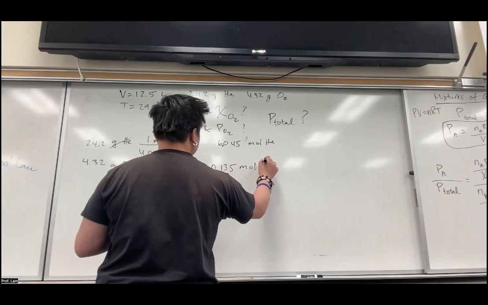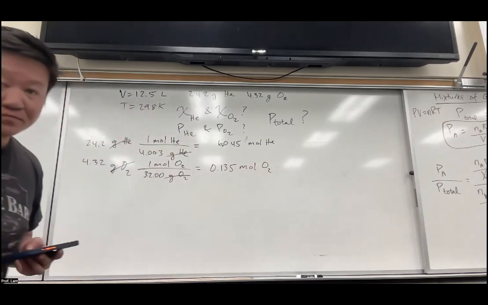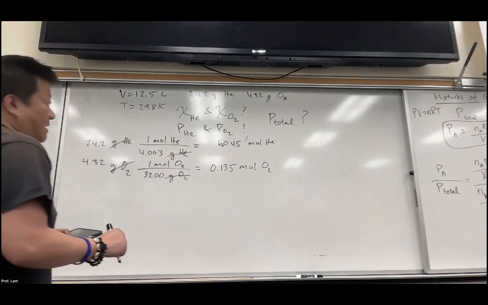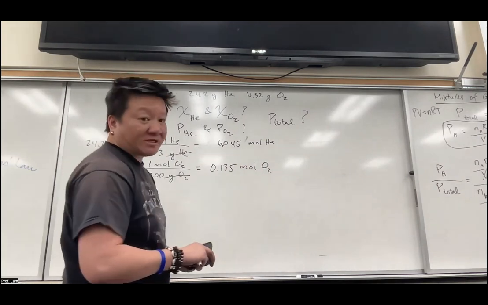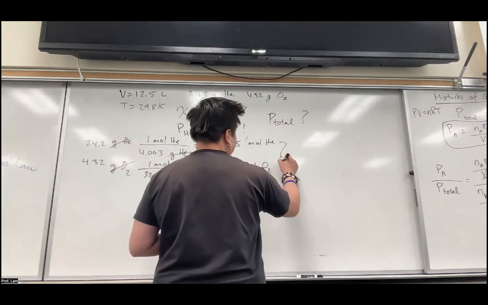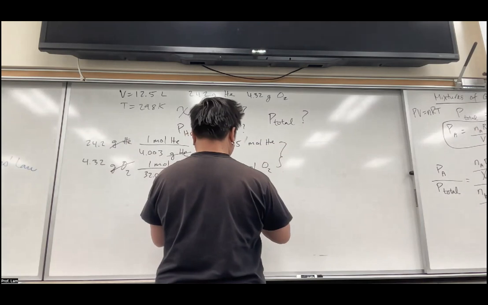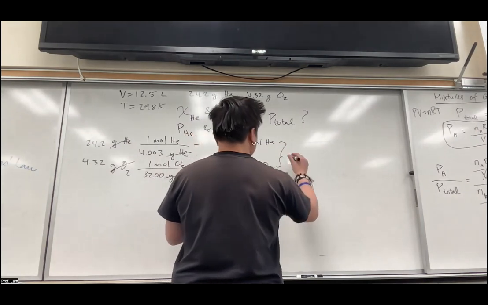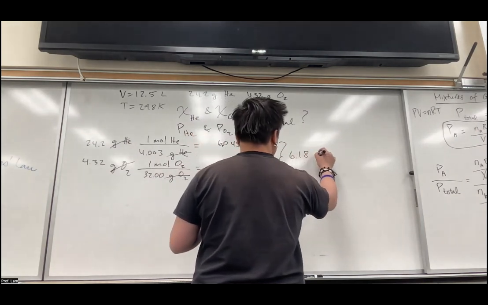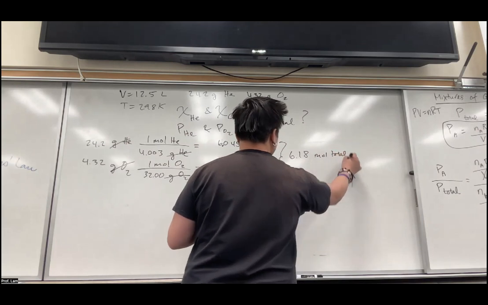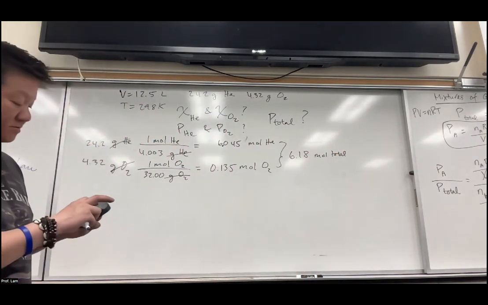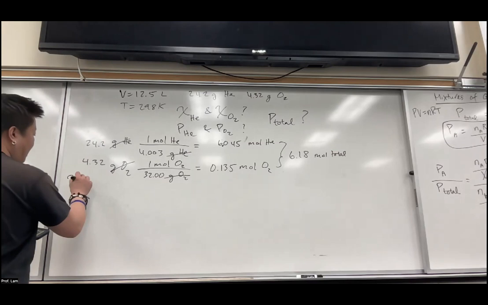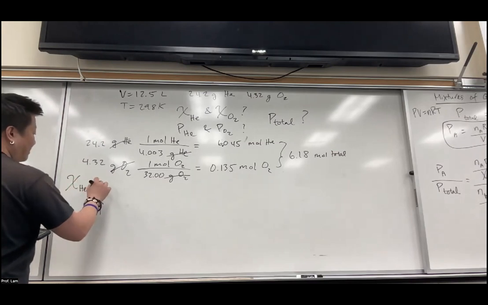0.135 moles of O2. Okay. So we have moles of each, right? We just need moles total. So we add these together. 6.18 moles total. Okay. So now we can get chi of helium, right?